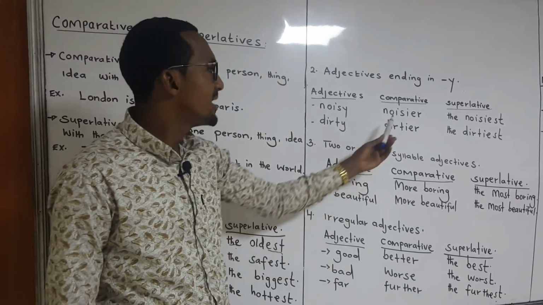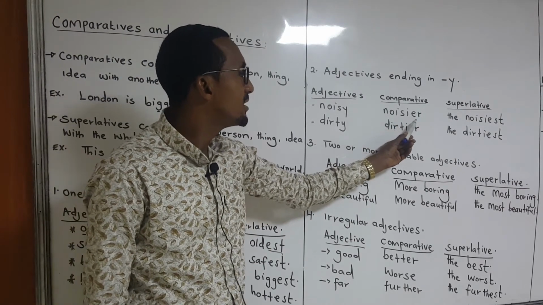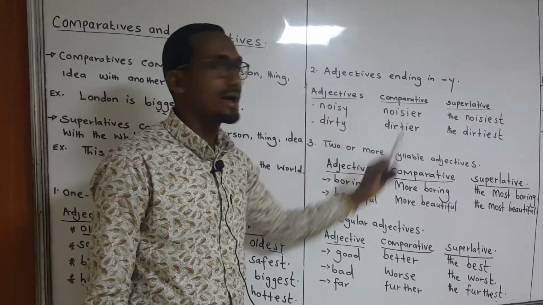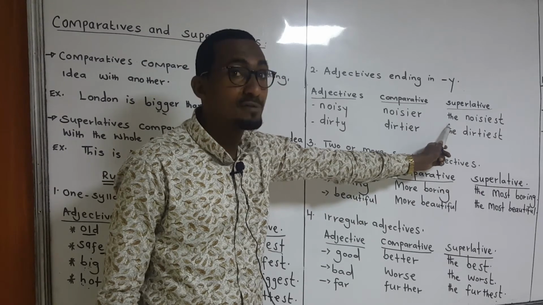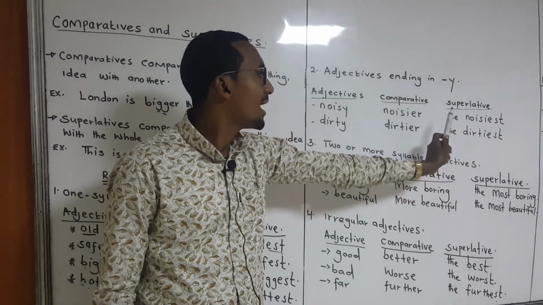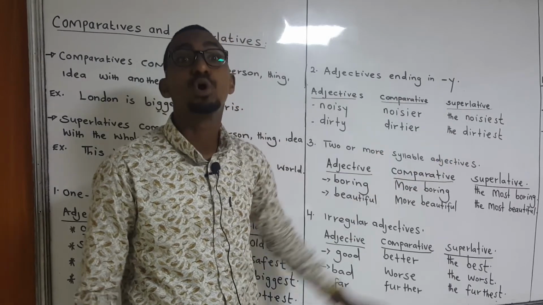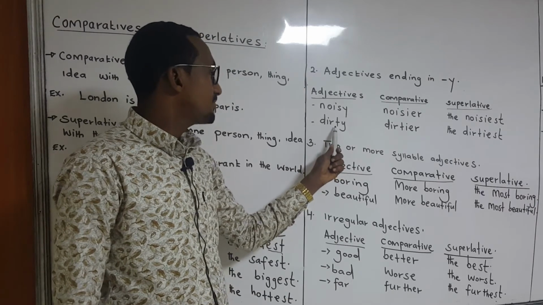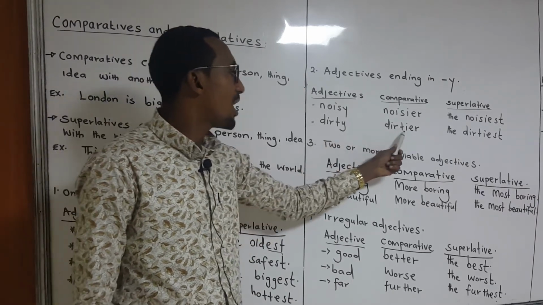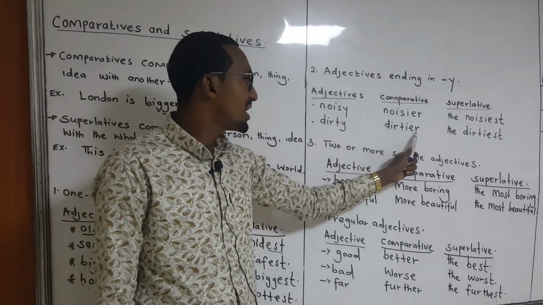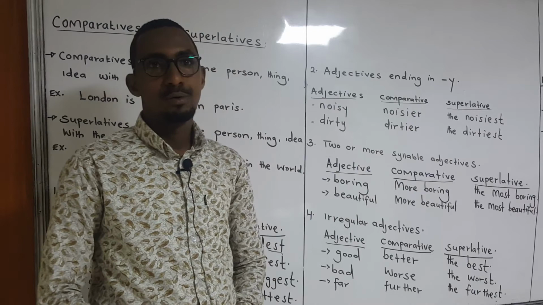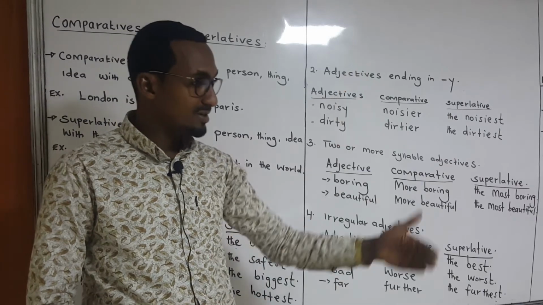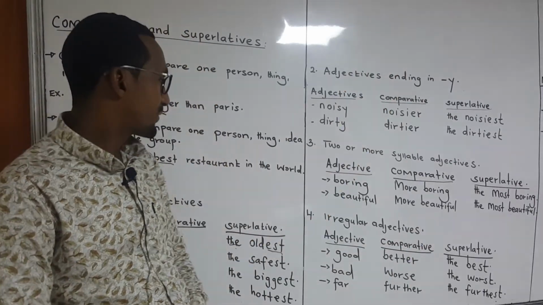When we drop the Y, then we change to I, E, R. Then it becomes noisy, noisier. And then we always use the before the superlative, the noisiest, I-E-S-T. Then we have also dirty. Dirty, we drop the Y and then we change to I-E-R. Dirty, dirtier, dirtiest. We also have happy, happier, the happiest. Easy, easier, the easiest, and so on and so forth.